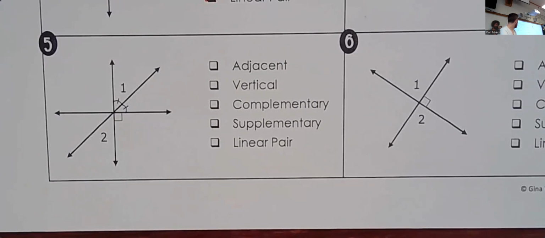So, questions about angle 1 and angle 2 though. Are the angles 1 and 2 right next to each other? Are they adjacent? No, I see people going no. Good. Are they vertical? Yeah, they are right across from each other. So this line here intersects with that line and the angles are right across from each other. Therefore, they are vertical.